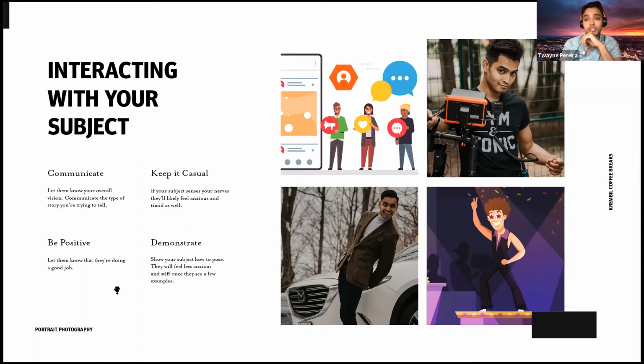And don't be shy to demonstrate. If you have a vision and you're having a hard time explaining it in words, just go out there and show them what you want to try and capture, right? Show them a pose, show them how to place their hands, and that sort of stuff. That'll make them more comfortable, and once they see that, they'll be able to emulate it more accurately and portray that vision. So interacting with your subject is key because it'll help you get the best portrait possible and convey your vision and what you want to show about that person.